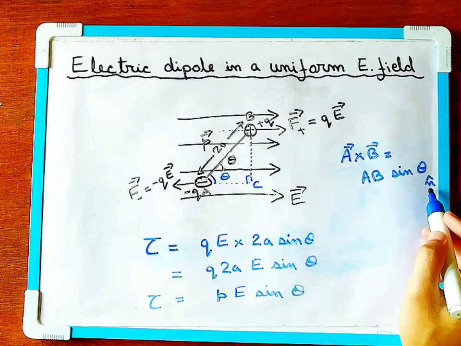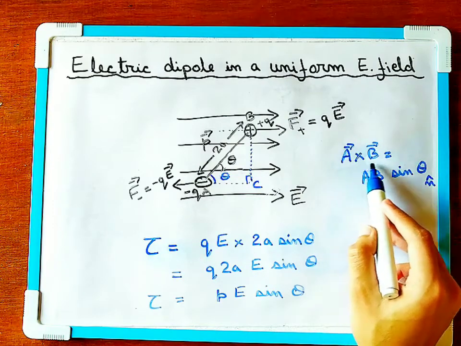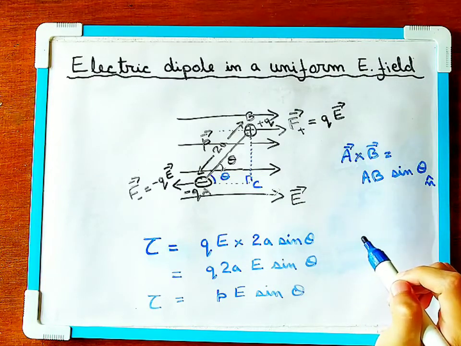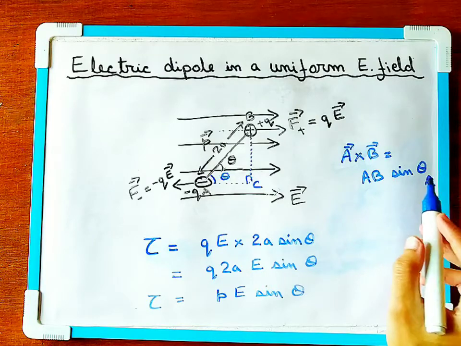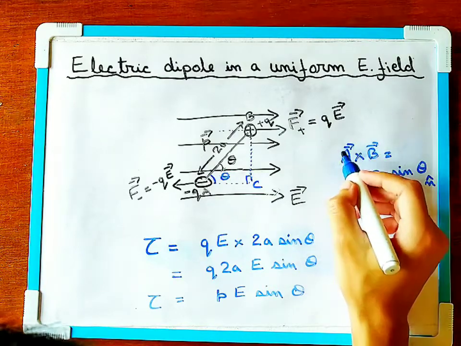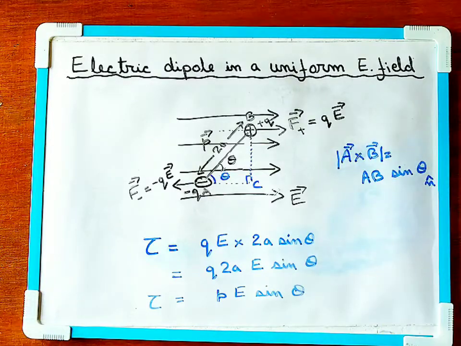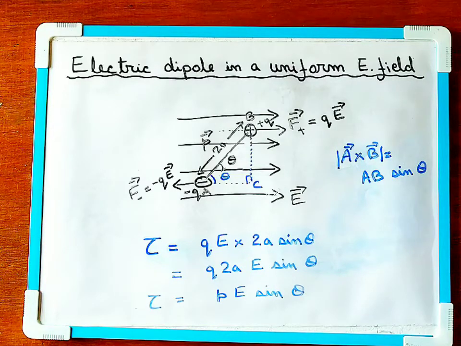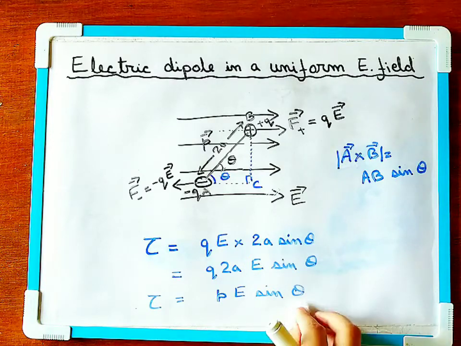Now this n cap is perpendicular to the plane of A and B and is directed either inward or outward of this plane. If you want to write just the magnitude, then the magnitude of this cross product is simply AB sine theta, which is similar to this one: tau is equal to PE sine theta. This is the magnitude of a cross product, and in this case the two vectors will be P and E.